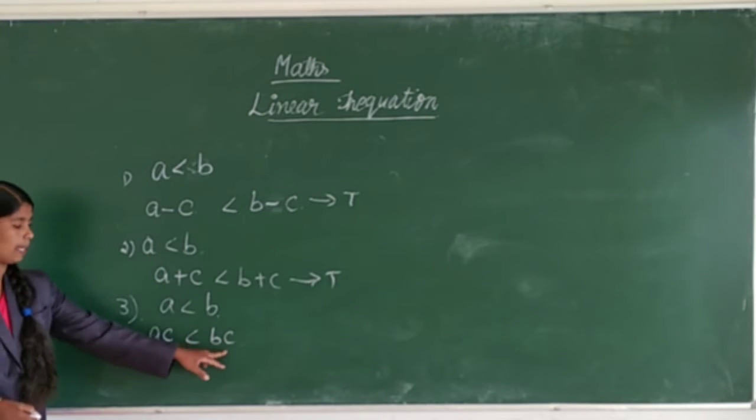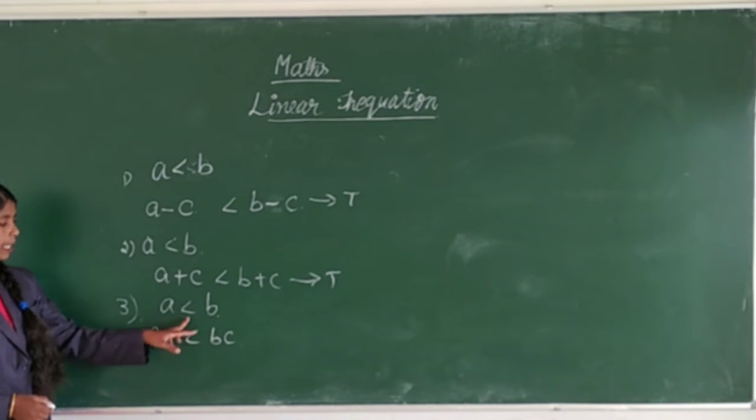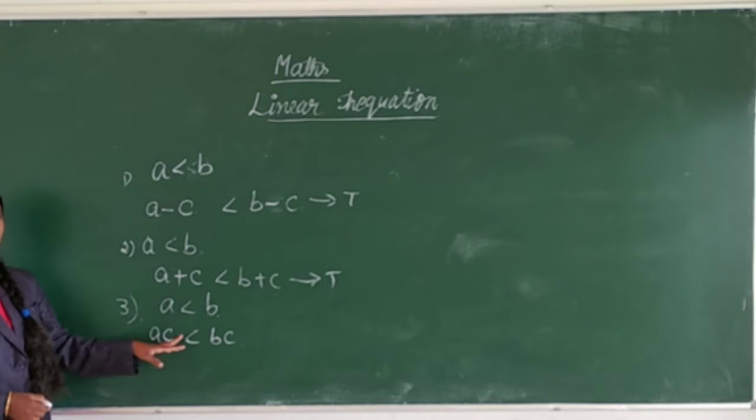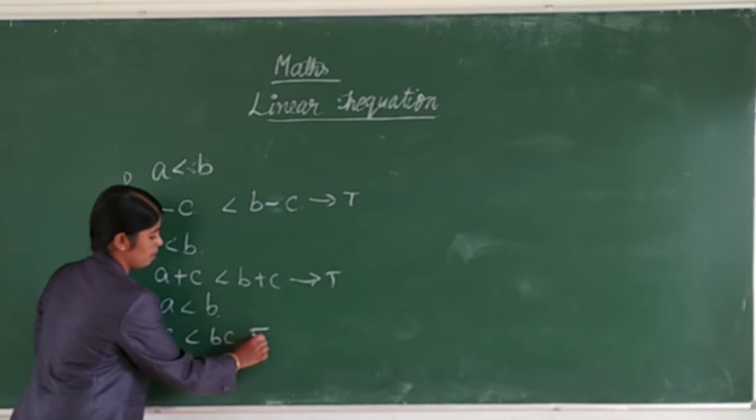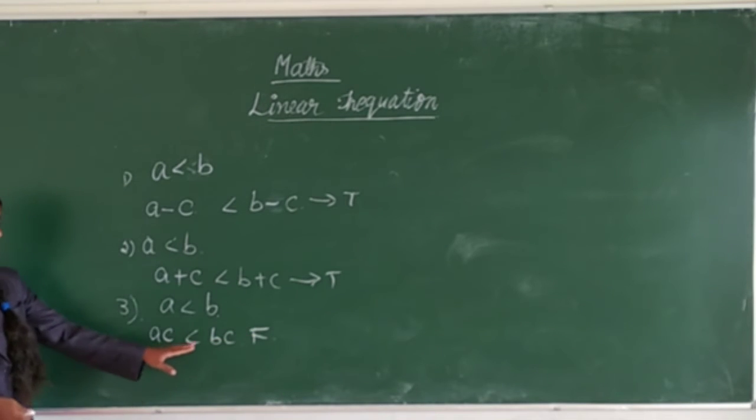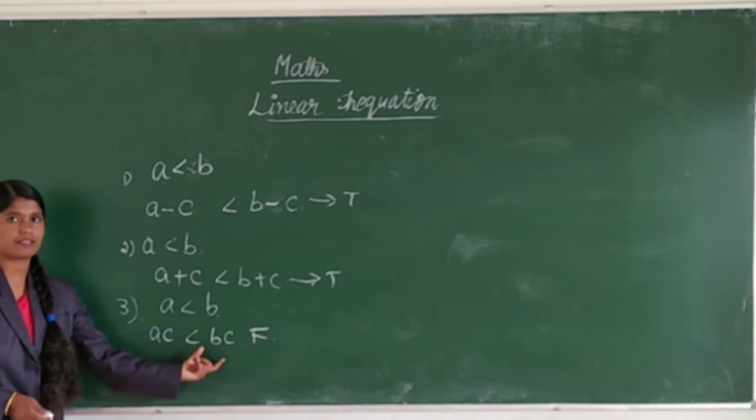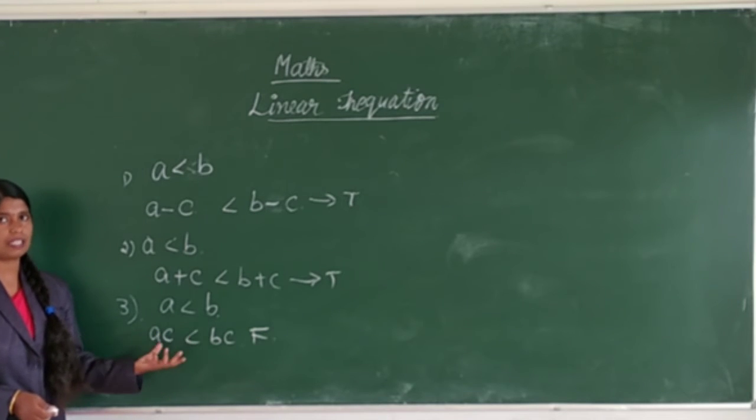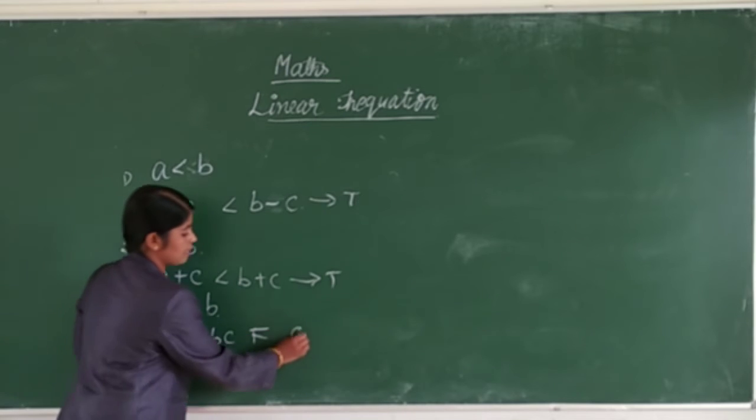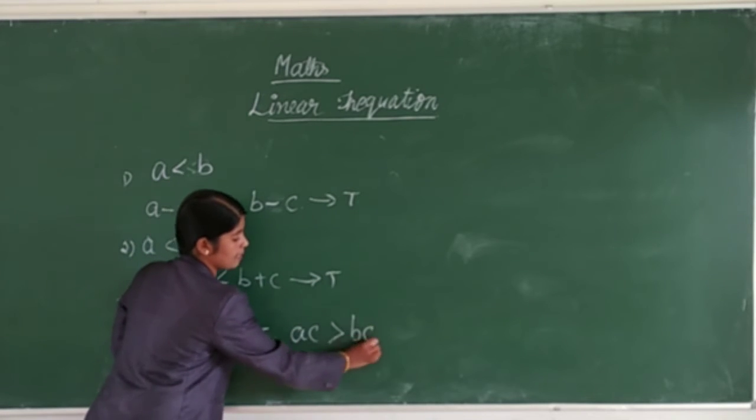C is multiplied on both the sides, but the sign of inequation inverses. But they have given it is same, it is false. Always, if you multiply the same quantity on both the sides of the inequation, the sign of inequation inverses. It should be AC greater than BC.